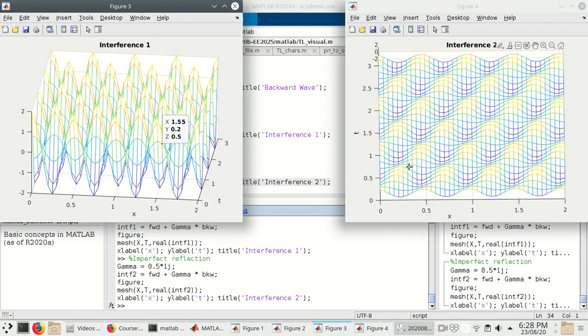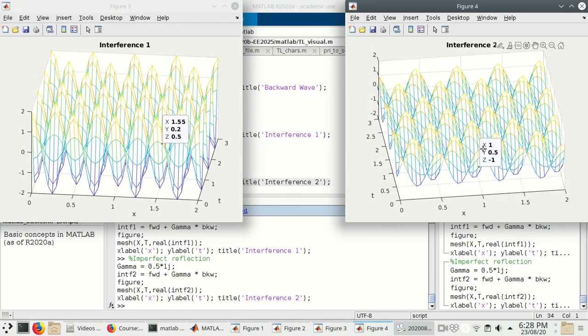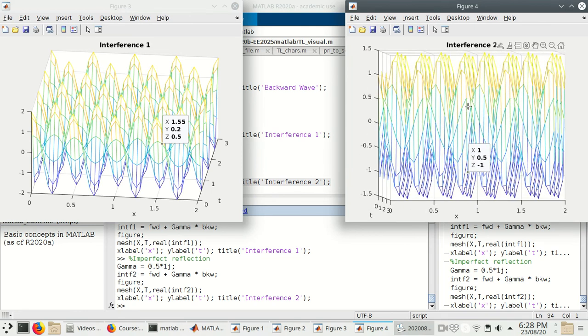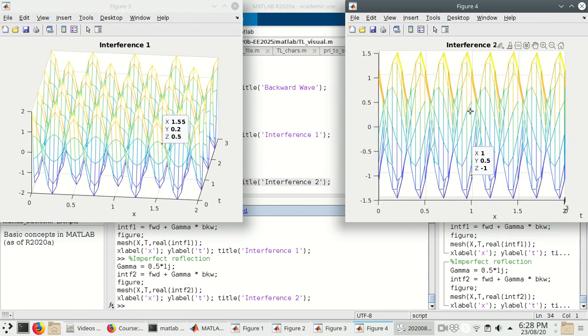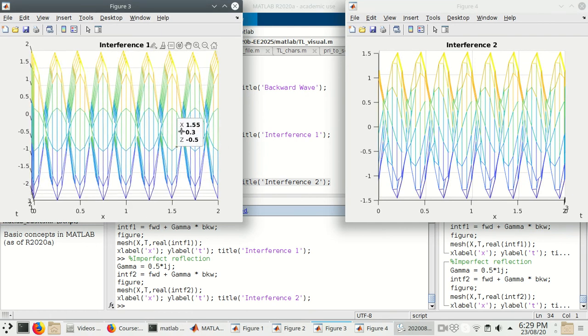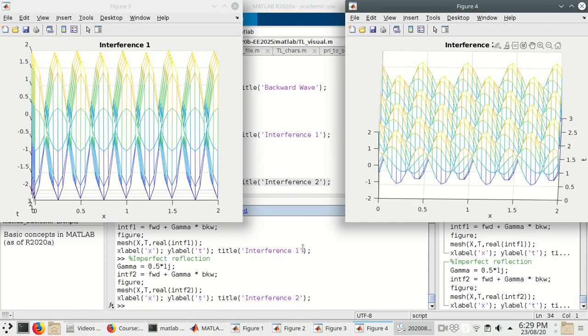Here the story looks a little different. It looks like there is some part of the wave that is still traveling to the right, but it doesn't look just like a traveling wave. It looks like a mix of the two, right? And you can see another difference: the maximum amplitude has not gone to 2 and -2 like it was in this case, right? So this is easy to understand.